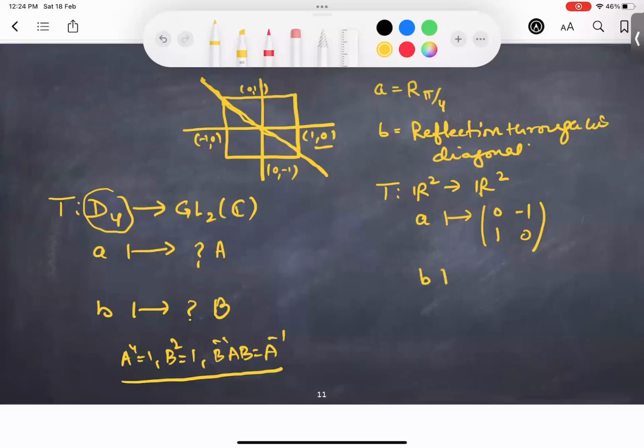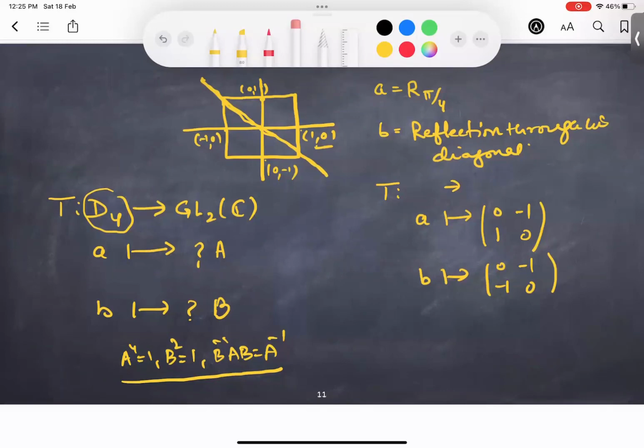pi by 2. And B I'm taking as the reflection through this diagonal. So this element will come here, and this element will come here. So (1, 0) will get mapped to (0, 1), and (0, 1) will get mapped to (1, 0). So if I look at this linear transformation of R2 to R2, then this is a representation.